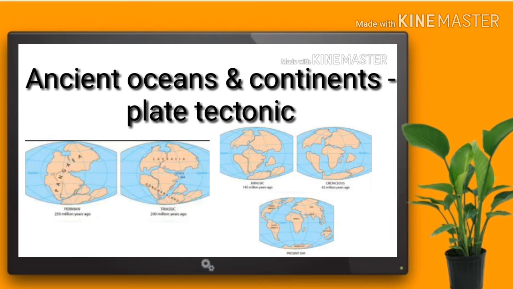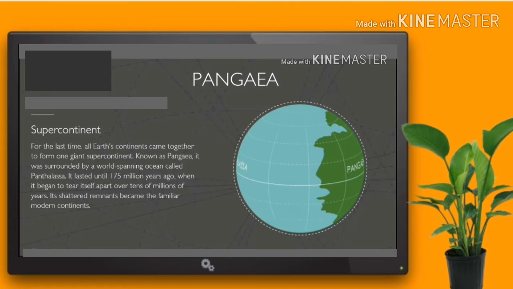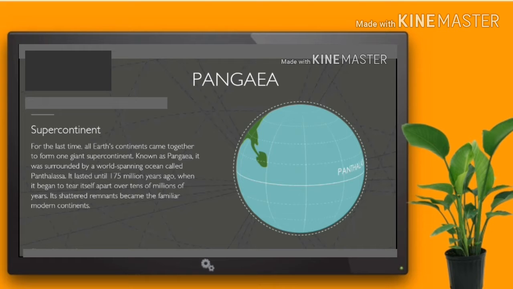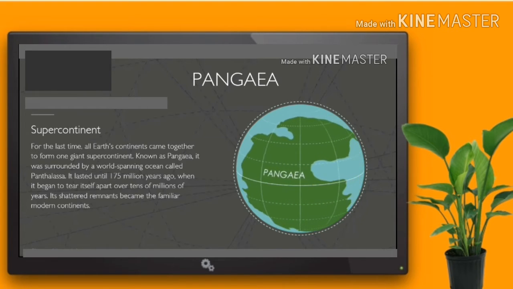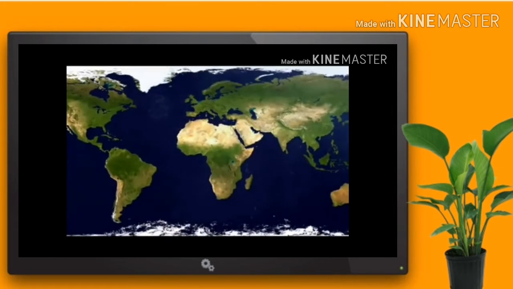Ancient oceans and continents. 2 billion years ago, Pangea broke apart and eventually formed 7 continents. By about 2 billion years ago, these supercontinents began breaking up. Over millions of years, Pangea separated into pieces that moved away from one another. These pieces slowly assumed their positions as the continents we recognize today.